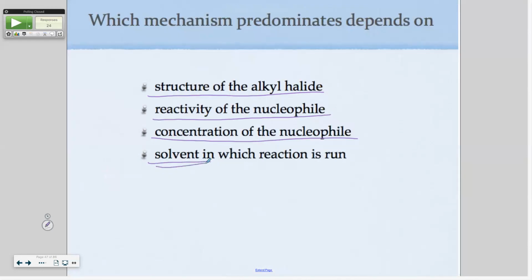Remember we talked about polar protic and polar aprotic? Oh boy. You have a lot to do next week while you're home sleeping and eating, right? Okay.